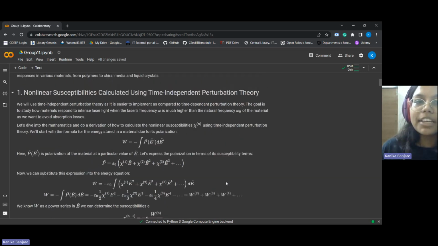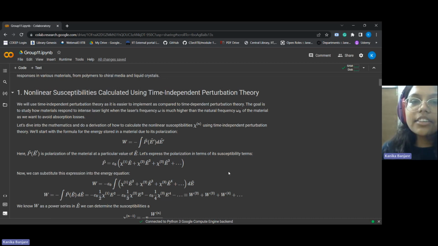We are using time-independent perturbation theory as it is easier to implement as compared to time-dependent perturbation theory. And here our goal is to find how a material responds to an intense laser light when the laser frequency omega is much higher than the natural frequency omega naught of the material. We are taking it as such because we want to avoid any kind of absorption losses. Okay, now let's dive into the derivation.